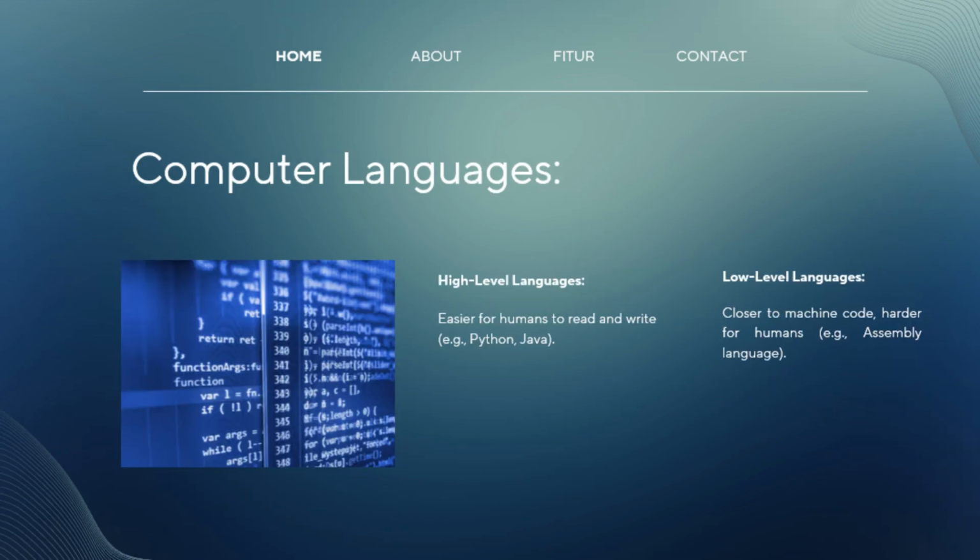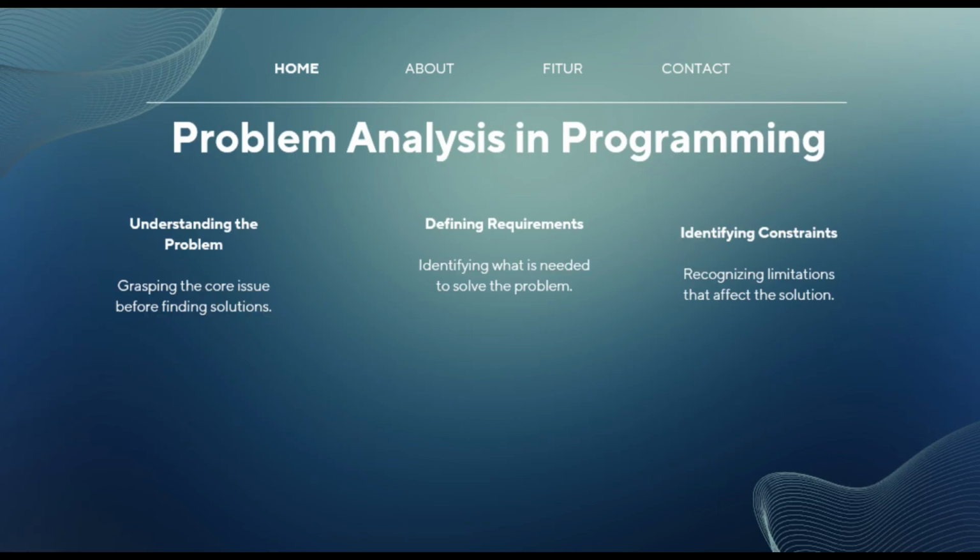These are computer languages. High level language, low level language. In high level language, easier for humans to read and write. Example Python, Java. Low level language, closer to machine code, harder for humans. Example assembly language.